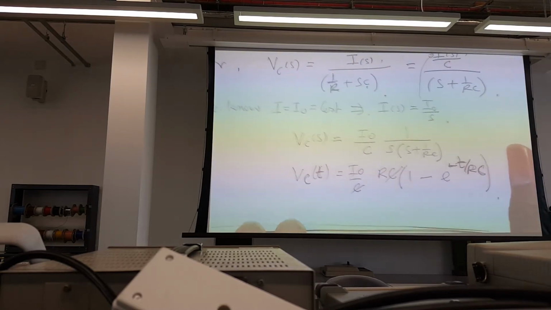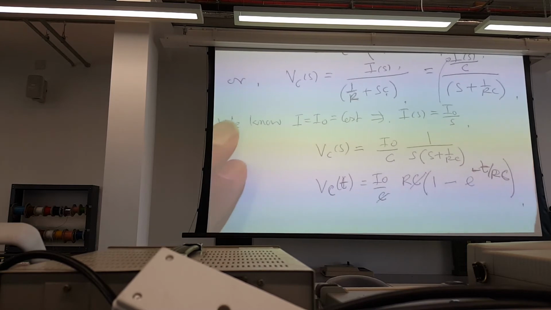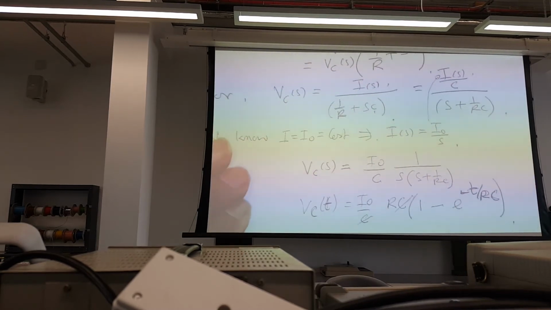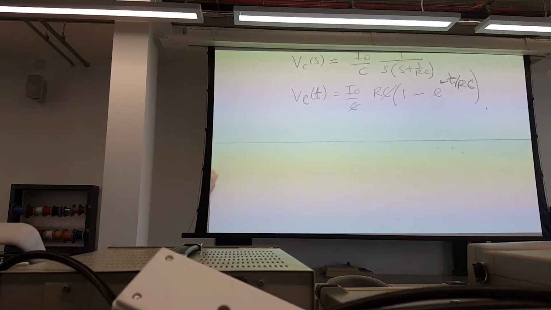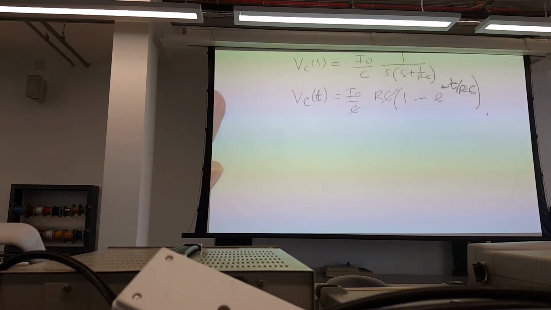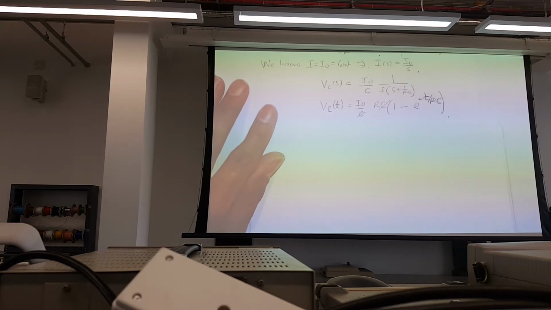And if I was to draw it, which is what I want you to be able to do, I'm going to try and plot this expression now. So I'm going to plot this expression here. I'm going to try and plot that expression.